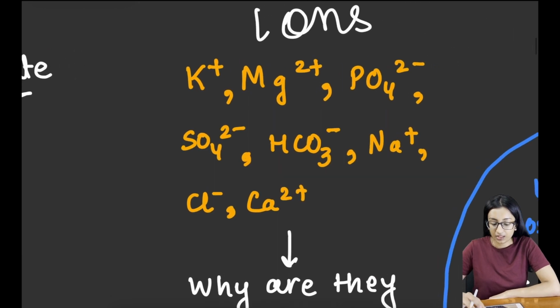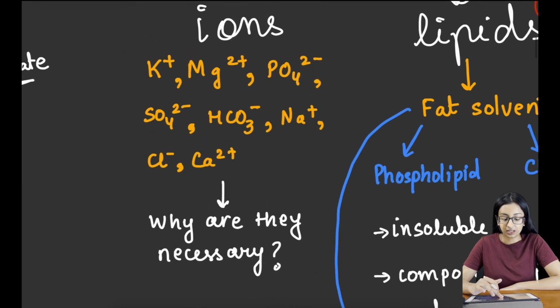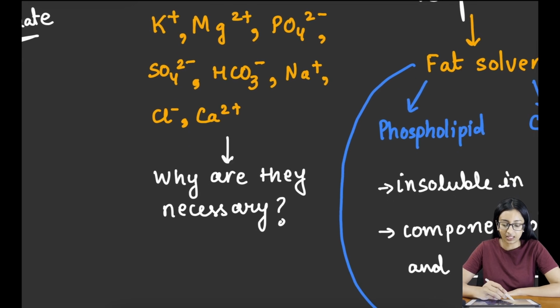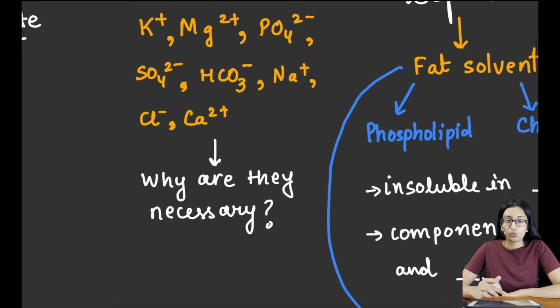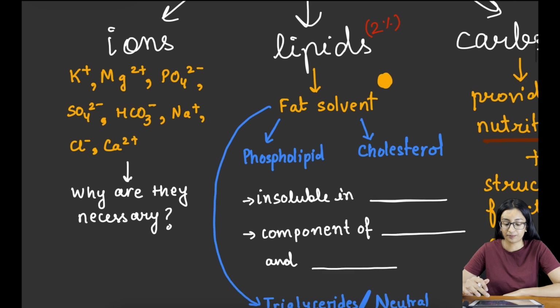The second will be the ions. Now, which ions are present in the cell? That is potassium, magnesium, phosphate, sulfate, bicarbonate, and in small amount, sodium, calcium, and chloride. Why are they necessary? They are necessary for cellular control mechanism. For example, they are required for transmission of electrochemical messenger in the nerve fibers and the muscle fibers. Hence, they are really necessary in the transmission of messages.